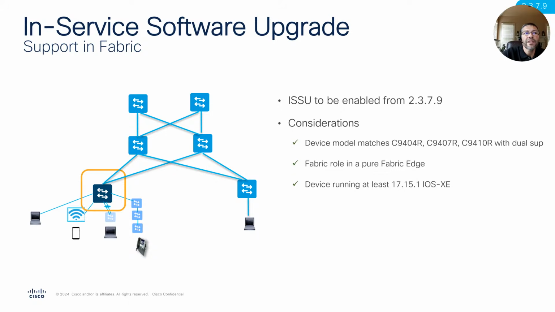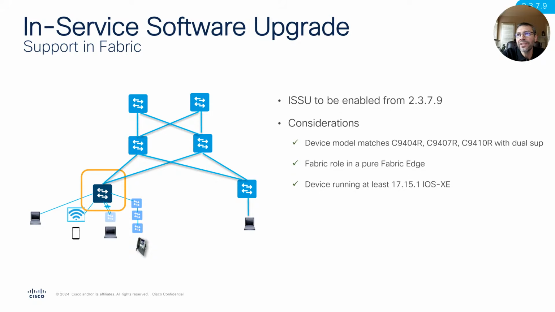We also have our in-service software upgrade. New in 2.3.7.9 is that if you've got devices that have multiple RPs, you can run the in-service software upgrade, or ISSU, support within the fabric, starting with Catalyst Center 2.3.7.9. ISSU allows the software to be upgraded with minimal or no network downtime. It's critical for maintaining business continuity for customers that have those devices.